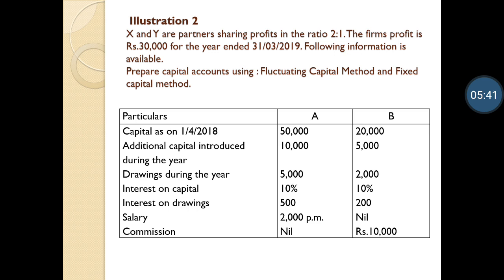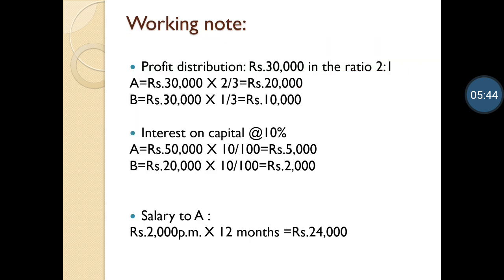Let's go for the working note. Profit distribution: 30,000 in the ratio 2:1. A will get 20,000 rupees, B will get 10,000 rupees. Interest on capital 10%. Capital figures are 50,000 and 20,000, so interest will be 5,000 and 2,000. Salary 2,000 per month, converted into annual by multiplying by 12, you get 24,000.